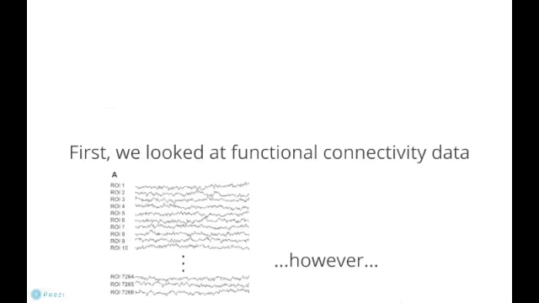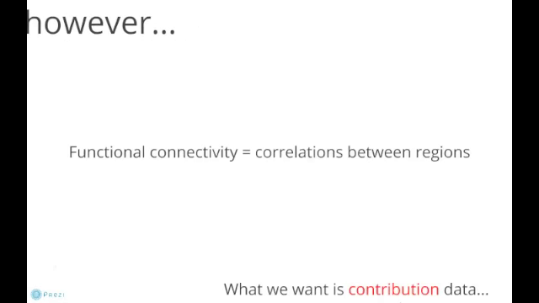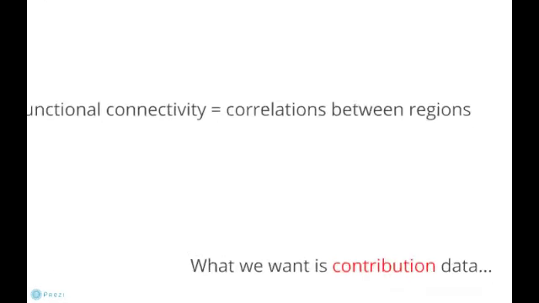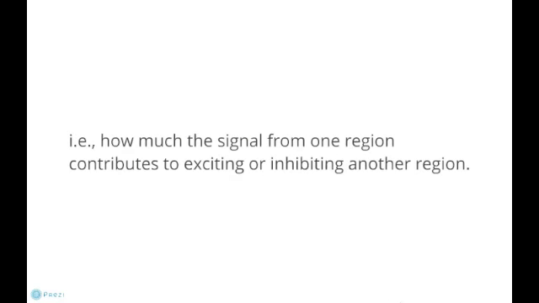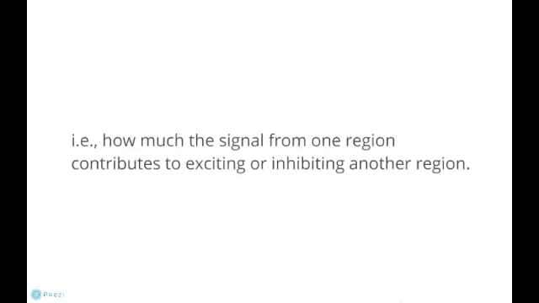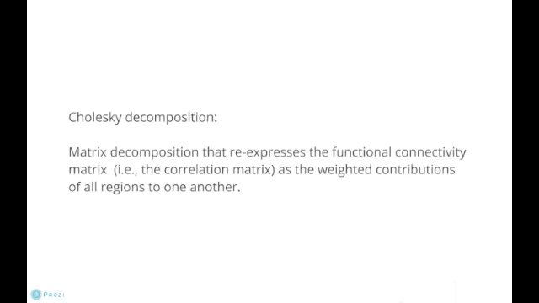First, we looked at functional connectivity data. However, functional connectivity data tells us the correlation between brain regions, and that's not exactly the information that we're looking for. What we want to know is the contribution data. We want to understand how much the signal from one brain region contributes to exciting or inhibiting other regions of the brain. To obtain this information, we performed a Cholesky decomposition.